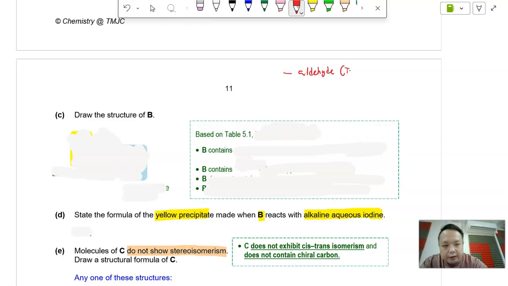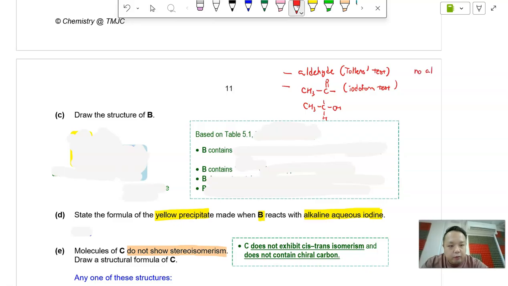Okay, because of the Tollens' test, it contains CH3, C double bond O. Right, because of your positive iodoform, pure yellow precipitate. It can also contain, of course, a CH3, CH, OH group. That's the same thing as iodoform.